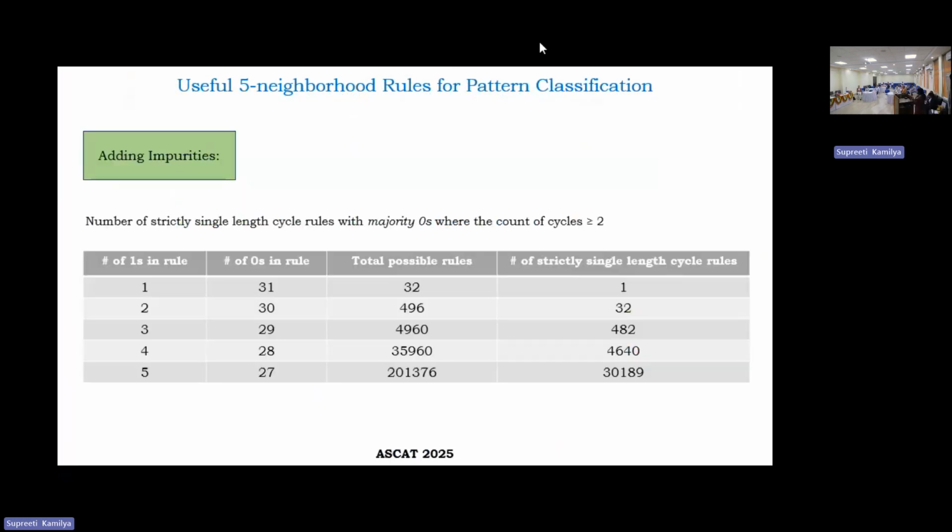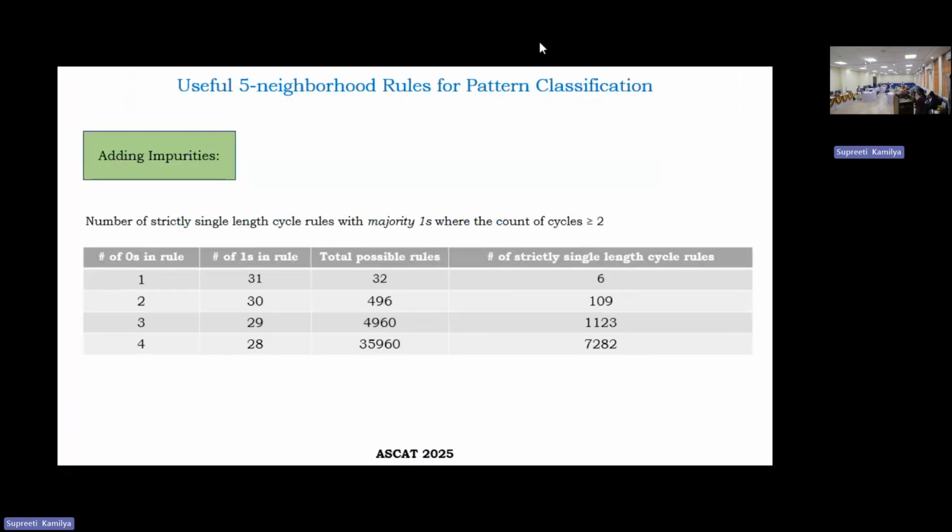And what we have done is some experimentation. We add impurities in the rules. Impurities means we are just increasing the count of ones. Initially, all the rules consist of 0. Then we increase the count by one, and we find that out of 32 only one gives a single length cycle. Then we keep increasing the count, and this is the result. But it's very difficult to do this experimentally, so we have stopped up to some extent. We have taken 25% ones in the rules.